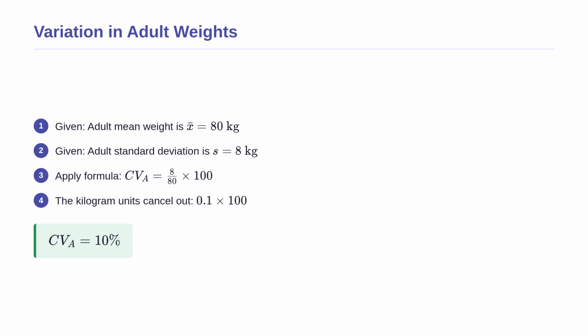Even though the absolute standard deviation for adults is 8 kilograms, which is much higher than the baby's 0.6 kilograms, the relative variation is only half as much. Relative to their overall size, newborn babies are twice as variable as adult men.